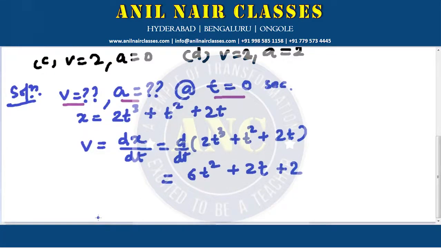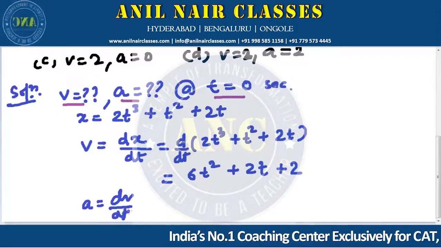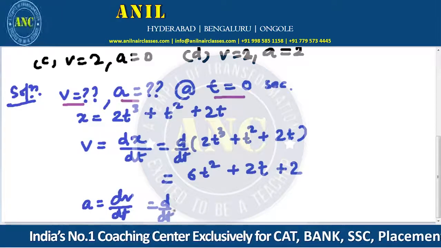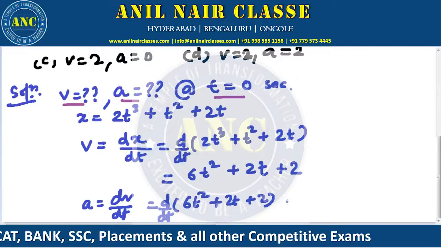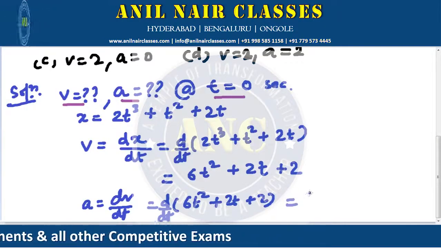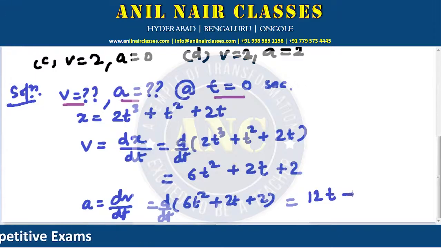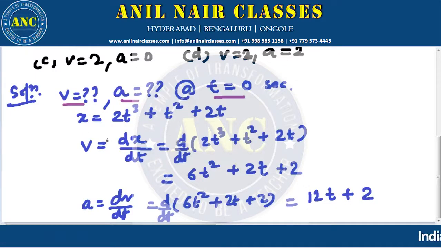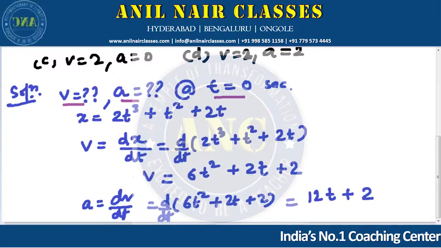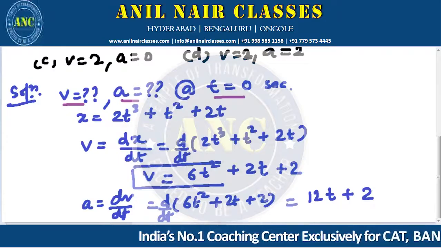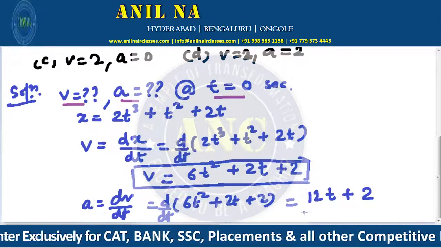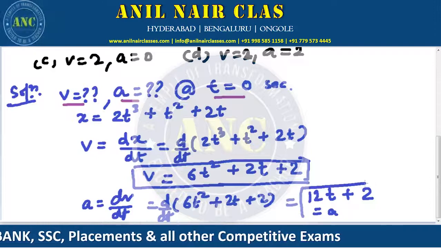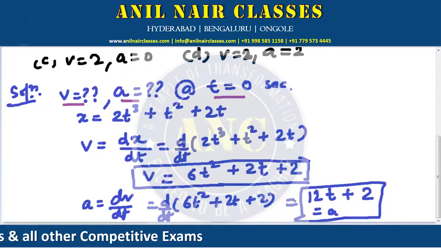Similarly, a will be what? Change in velocity with respect to time, that is dv by dt. v is 6t square plus 2t plus 2. So this will be 12t plus 2, correct? Now we got that this is v for time period t, and this is a for time period t.